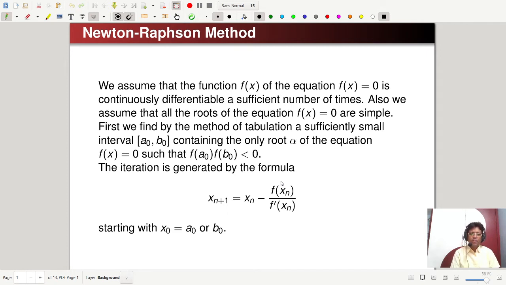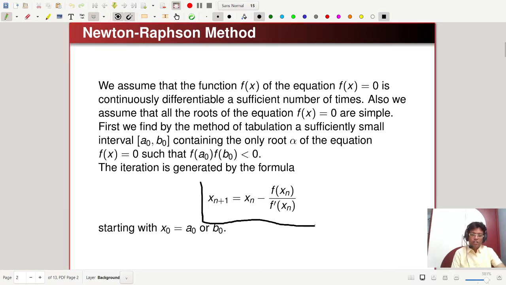First, we find by the method of tabulation a sufficiently small interval [a0, b0] containing the only root alpha of the equation f(x) = 0 such that f(a0) f(b0) < 0. So you need a rough location of the root first. Your initial approximation must be very close to the root. Otherwise, in this method, the iteration will diverge. That is a very important concept actually. Be careful about that.